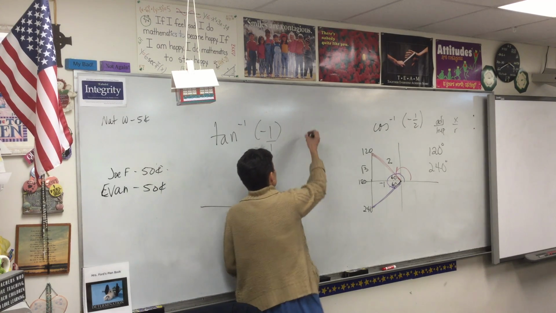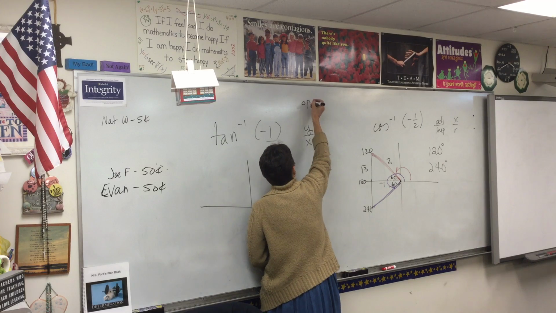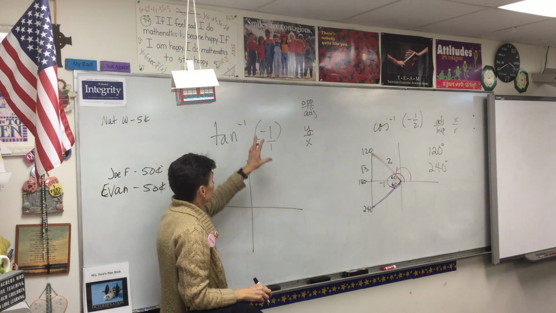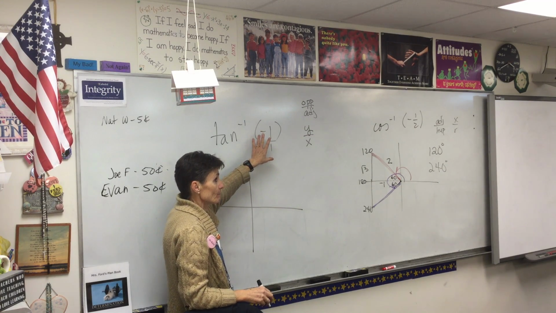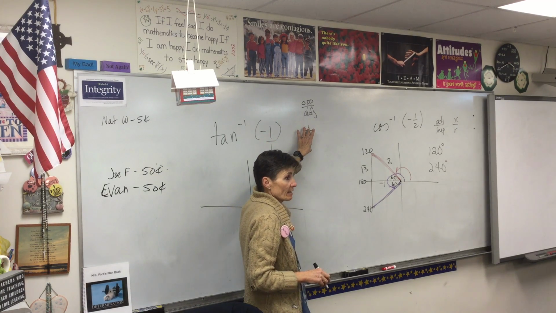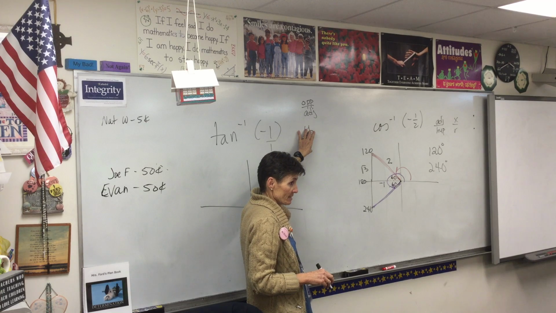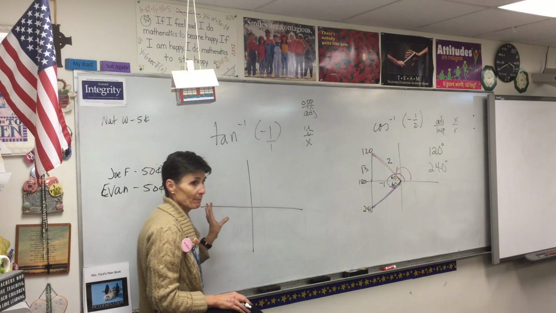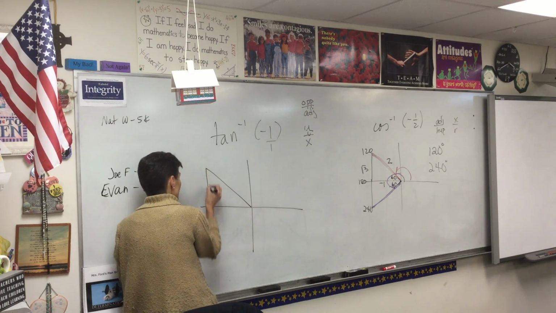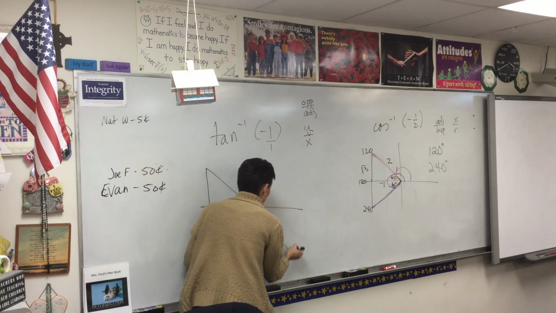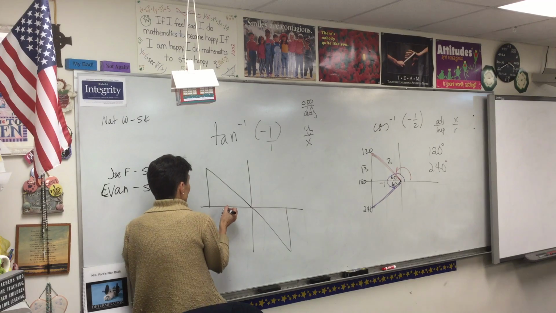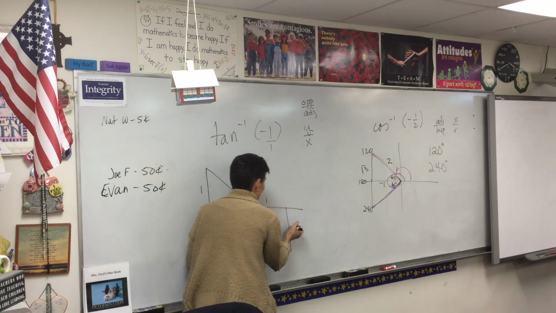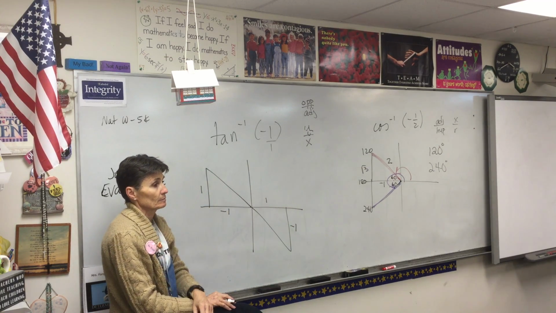Now remember, tangent is y over x, or opposite over adjacent, whichever way works for you. If the fraction is going to be negative, then what does that mean about y and x? One of them's positive, and one of them is negative. Where does that happen? Quadrant 2 and quadrant 4. I have negative, positive, 1 over 1, and positive, negative, 1 over 1.